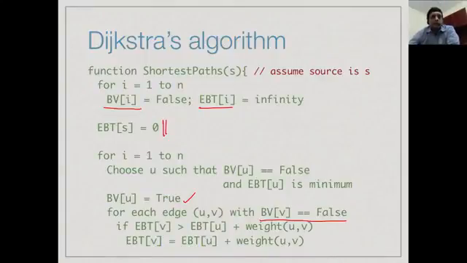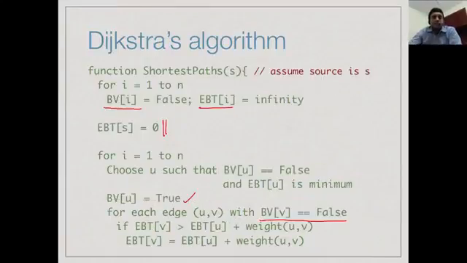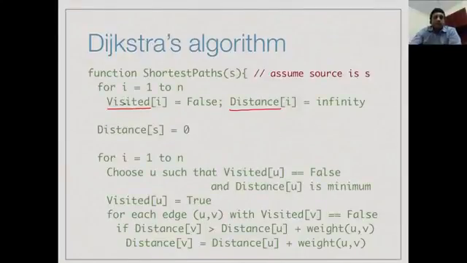So in our actual algorithm, burnt and expected burn time have a natural interpretation. So burnt is just visited. So when we have visited a vertex, we have burnt it. And the distance is just the expected burn time. So we can just rewrite exactly the same algorithm. It's just that BV has been replaced by visited and EBT has been replaced by distance. Right? So we set visited to false, distance to infinity, the initial distance to the start vertex is 0, and then repeatedly for each unvisited vertex with minimum distance, set it to be visited and update its neighbors. This is Dijkstra's algorithm for single source shortest paths.